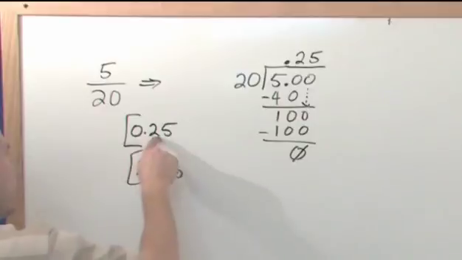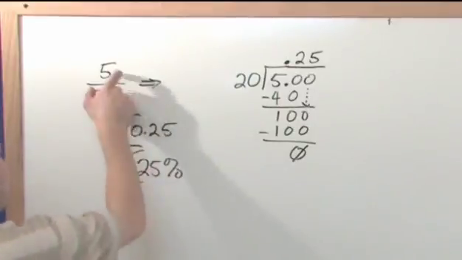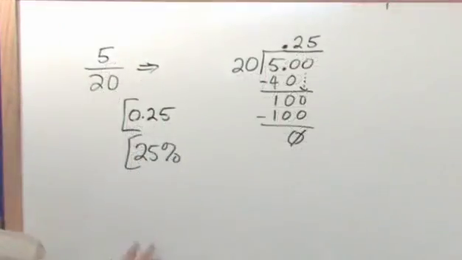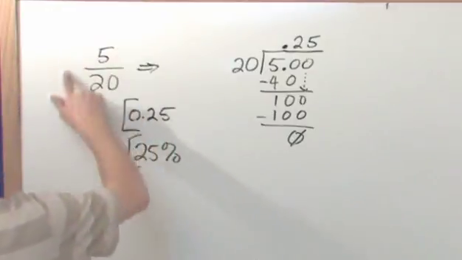So when you move that decimal point to the right twice, it gives you 25%. So these are the same expression. These are all exactly the same: 25%, 0.25, and 5 over 20. So these all mean exactly the same thing.